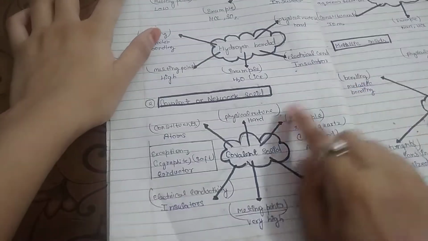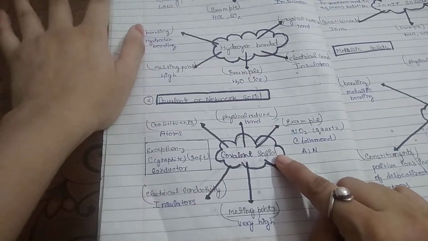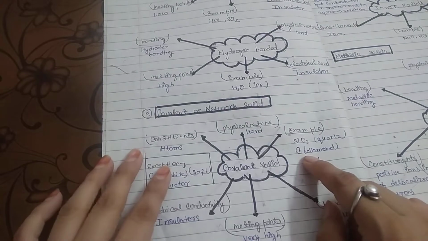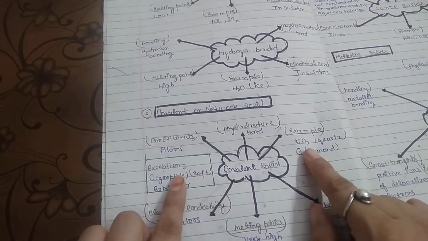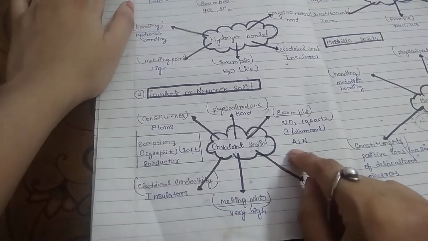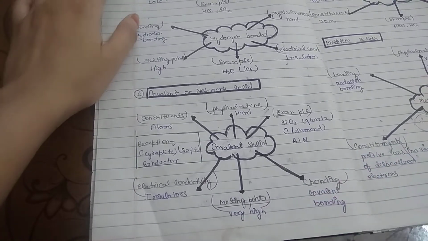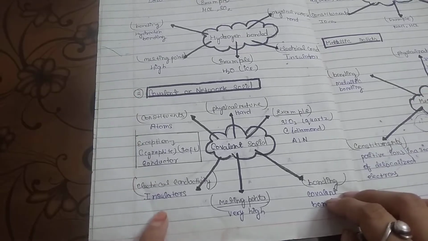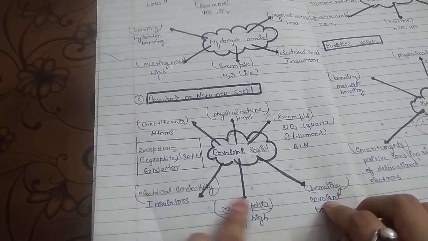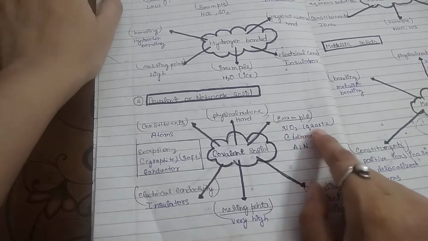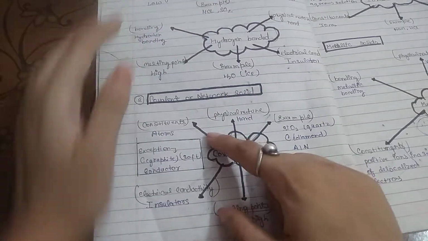Then we will talk about covalent or network solids. These have atoms, because atoms make covalent bonds, and the bonding is covalent. When the bonding is covalent, the physical nature is hard, the electrical conductivity is insulator, and the melting point is high. Examples are SiO2, which is quartz, C as diamond, and AlN. Its constituent particle is simply the atom.